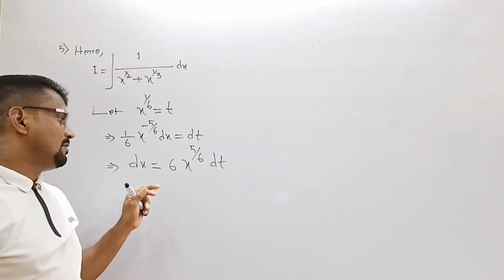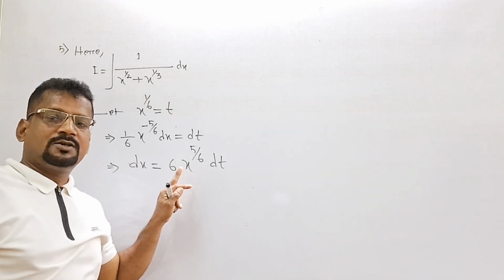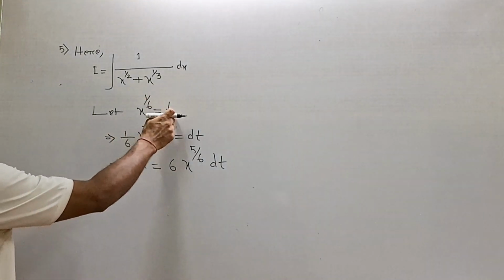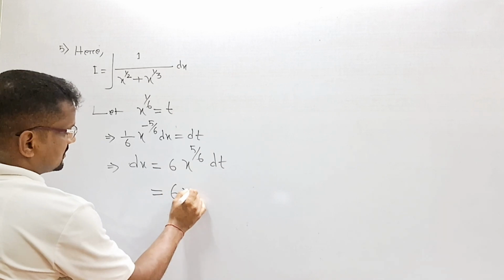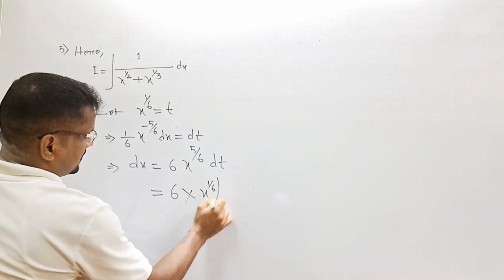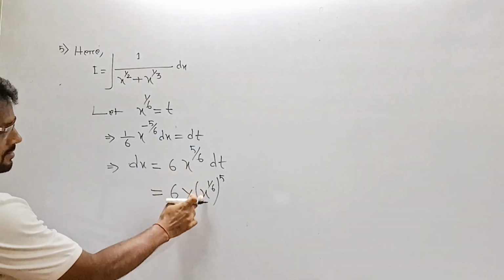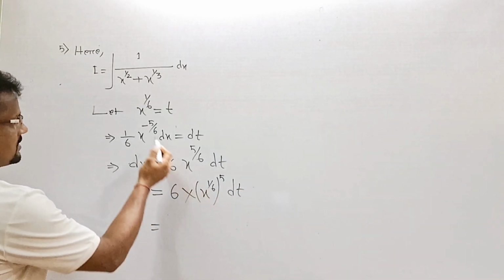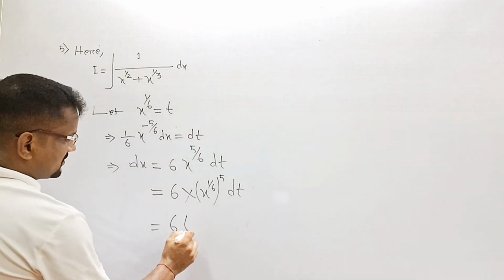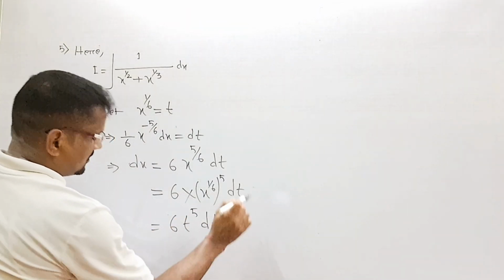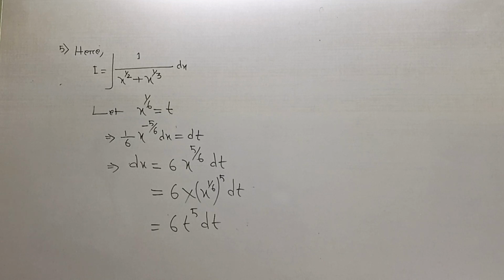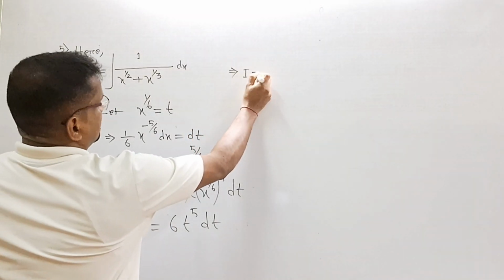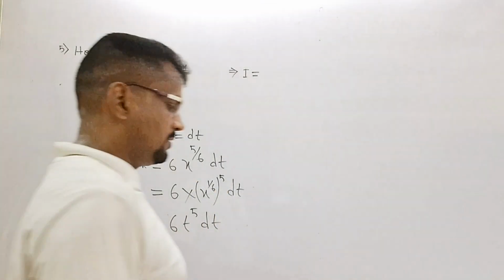Now the problem is that this should be in terms of t, a function of t into dt. But here x is coming. But as you know, x to the power 1/6 is t. So you can write 6 into x to the power 1/6, whole to the power 5, and this is nothing but t. So 6 times t to the power 5 dt. So dx you obtain.